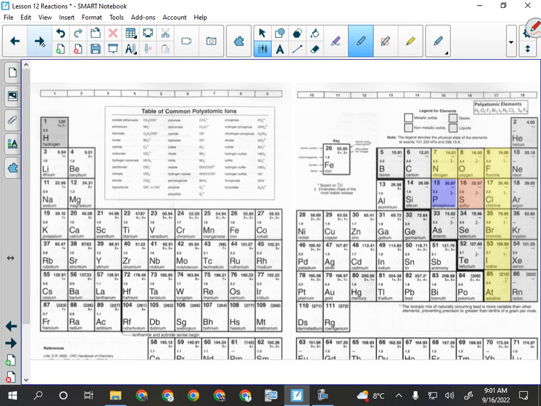On your periodic table, remember we identified these ones here, and so we need to remember those, as well as phosphorus and sulfur and hydrogen over here.